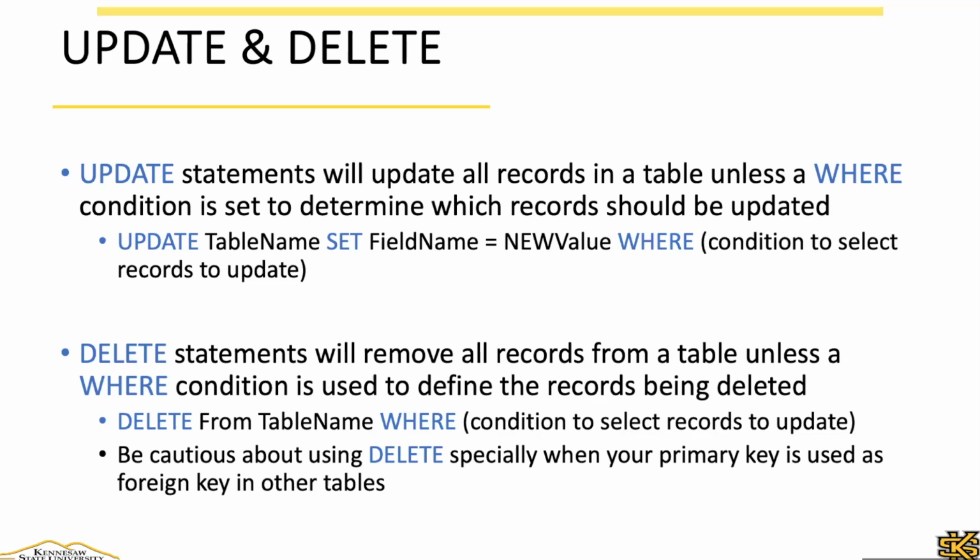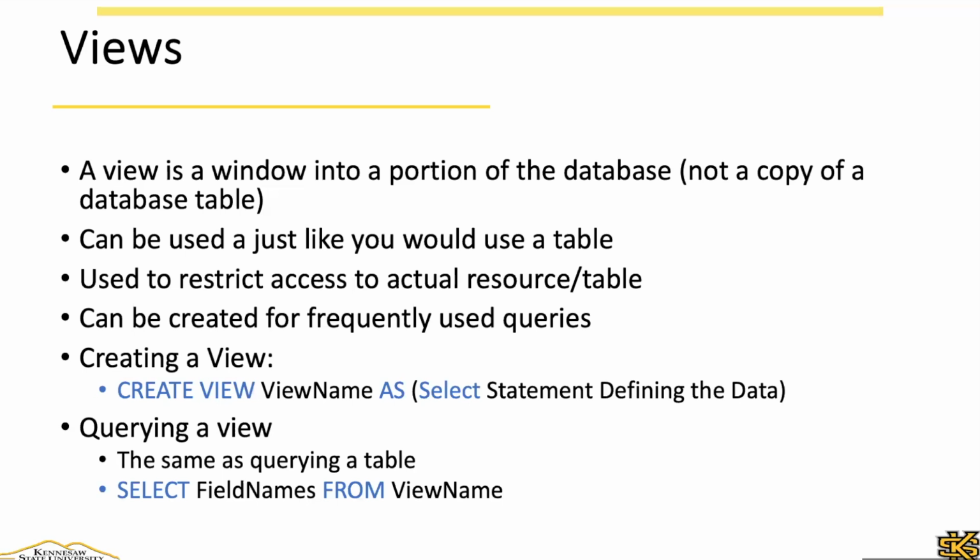The general form of the delete statement is delete from followed by the table name and then the where condition to specify which records to delete. It is important to be cautious when using delete, especially if the primary key of the table being modified is referenced as a foreign key in other tables. Deleting records without considering referential integrity can lead to issues and disrupt the relationship between tables.